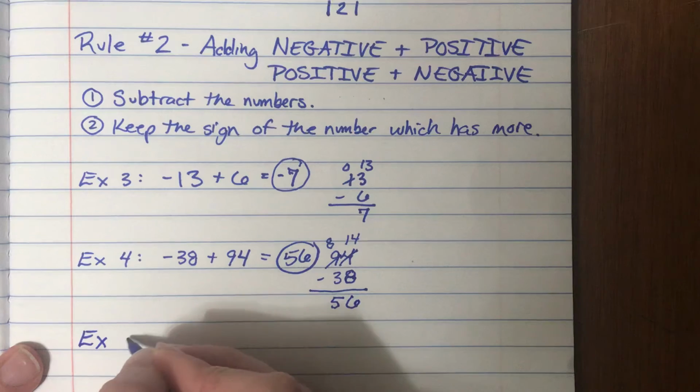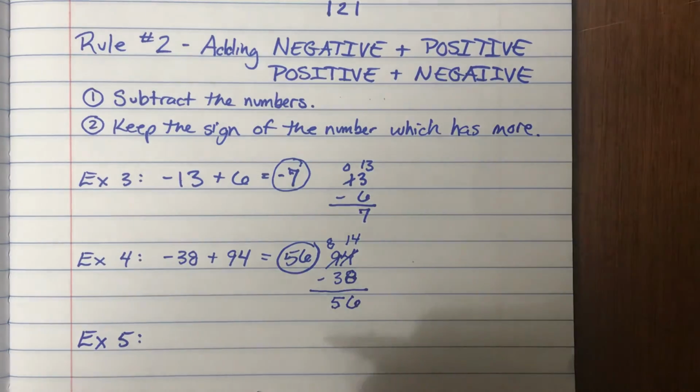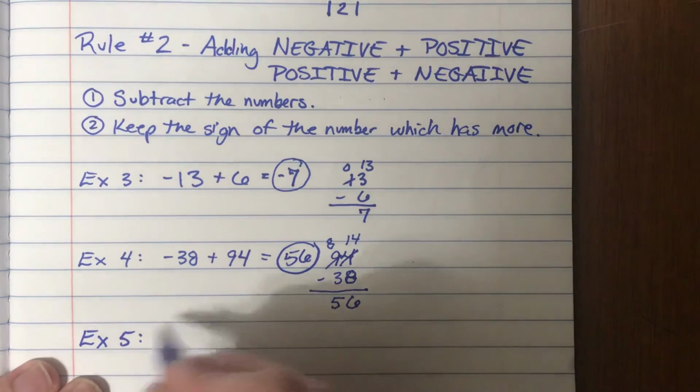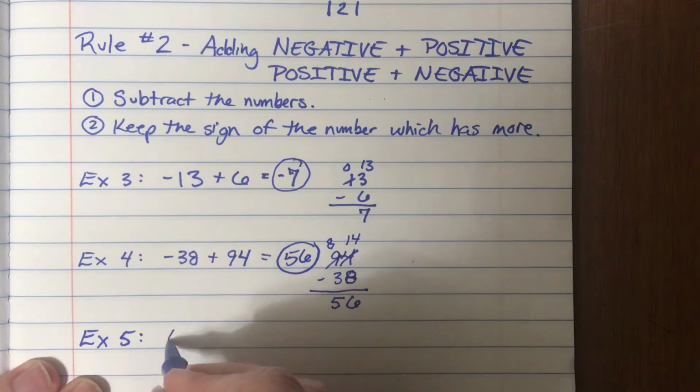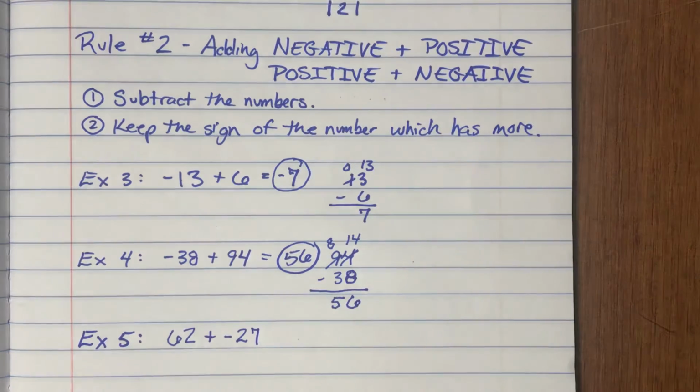All right, I'm going to give you one of these to work out. This is a negative and a positive number together. And so once I write it down, if you'll stop the video, try it out, and then we'll check the answer together. So this problem is going to be 62 plus negative 27. So it might be helpful to go ahead and pause the video, try that out, and then we'll check your answer.